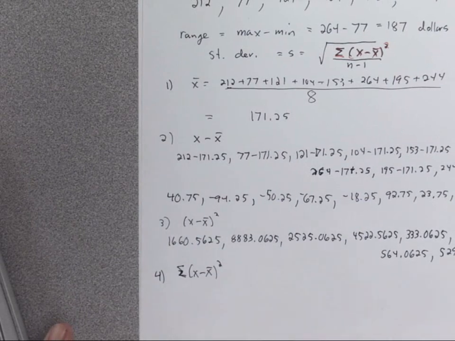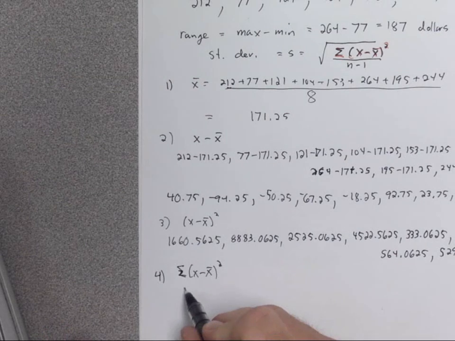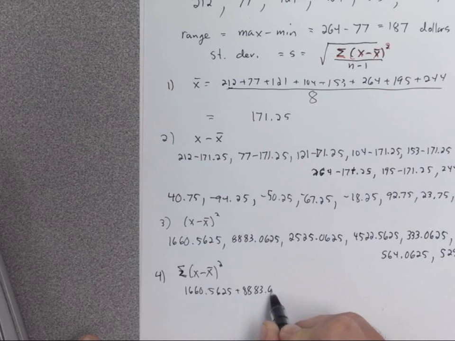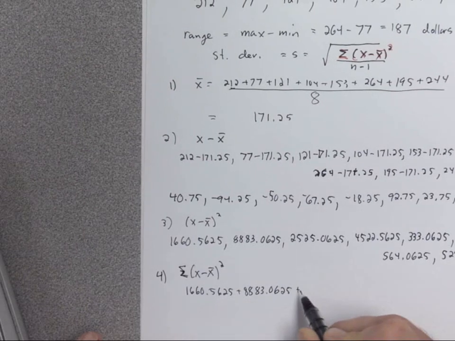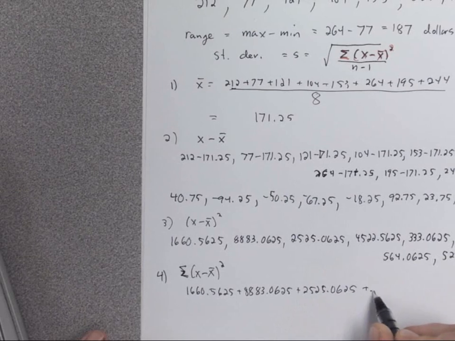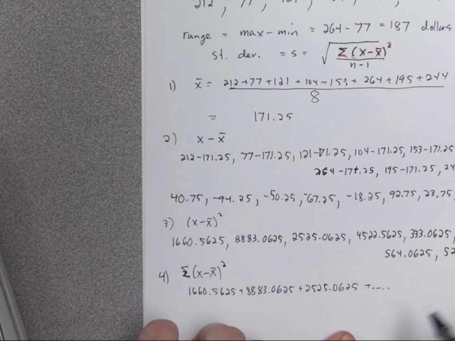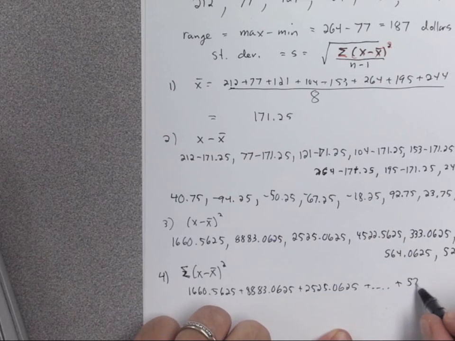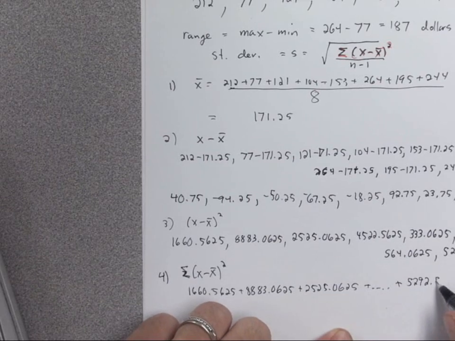I'm going to do a dot, dot, dot, because I don't really want to write all the numbers again. I'm going to take that 1660.5625. I'm going to add the 8883.0625. Add the next one, 2525.0625, plus, and so on until I get to that very last number. So remember, there's going to be 8 here. I'm just writing a dot, dot, dot because I'm lazy. So 5625.